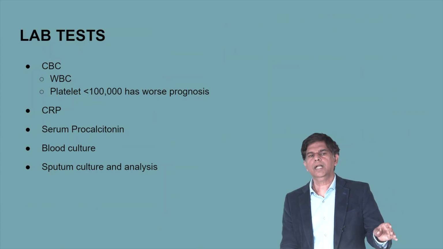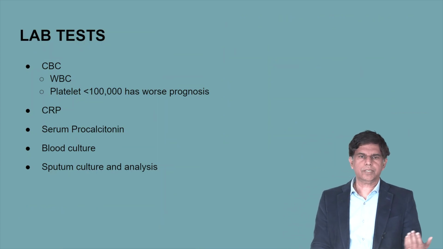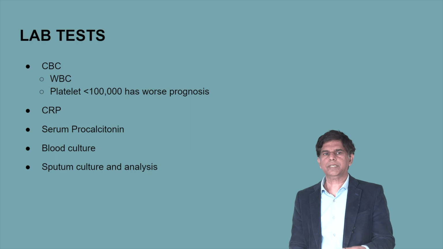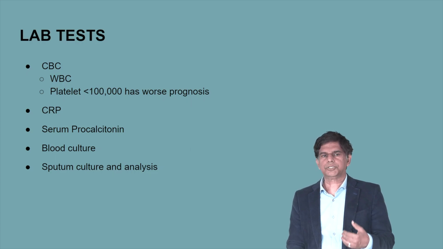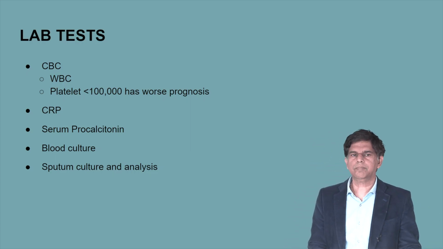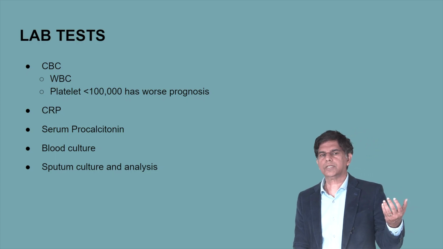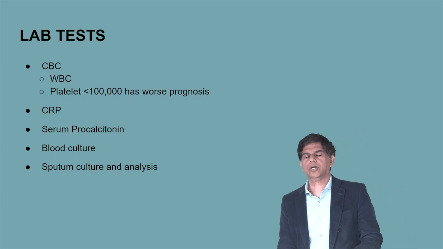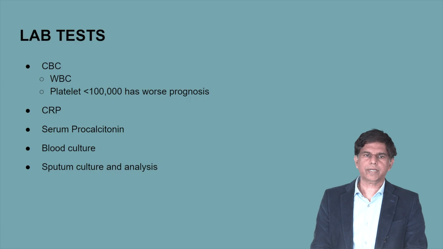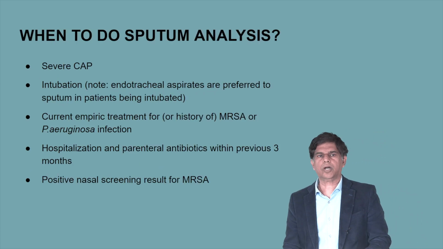Lab tests: CBC, platelets, if it is less than 100,000 worse prognosis, CRP, serum procalcitonin, blood culture, sputum culture, even CMP is also important, right? Because you need to know, like with Legionella, hyponatremia is very common. So it's very, very important to get all the basic labs plus the ones we talked about.